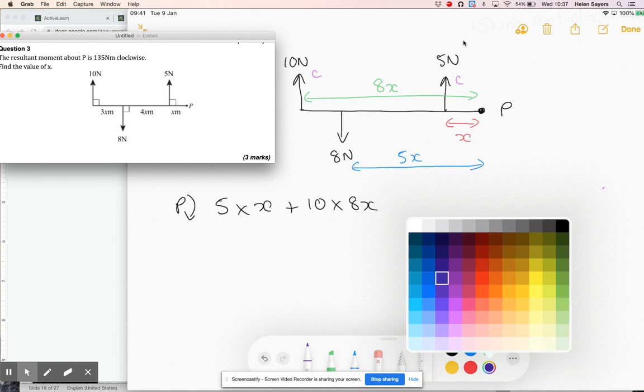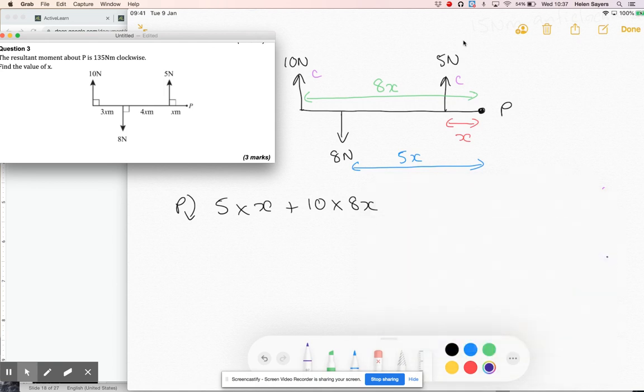And then the 8 Newton force pulling down. If you're pulling down to the left of P, that's going to be trying to turn the whole thing anti-clockwise. So to show that it's anti-clockwise, I'm going to make that a negative moment. So that's going to be a force of 8 newtons times the distance of 5x. And I know that the resultant moment is 135 clockwise. So if I'm taking clockwise as positive, that should all equal 135.